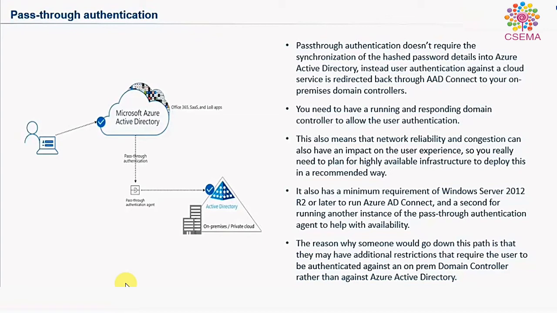So this also means that the network reliability and congestion can also have an impact on the user experience. So you really need to plan for a highly available infrastructure, which most enterprises have deployed. But it's recommended to have a highly available infrastructure. It also has a minimum requirement of Windows Server 2012 R2, like I mentioned earlier. And second, for running another instance of the Passthrough Authentication agent to help with high availability.